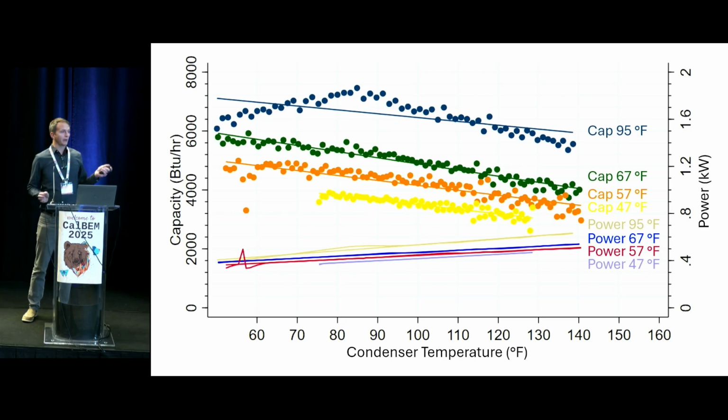And so there are a few patterns here that I think are important to note. As general rules, the capacity and power are both going to increase at higher environment temperatures near the evaporator. The capacity is going to decrease as the condenser temperature increases, and the power is going to increase with condenser temperature, which means that your efficiencies are going to be a lot lower on this side than on this side.